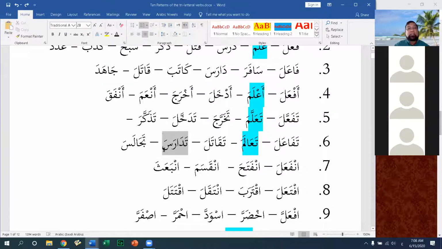Tadarasun, the thing you're studying, and tadarusun, the studying itself together, or the faking of the studying. Tajalasa can mean the same thing, by the way. Tajalasa means the person is faking sitting, but he's not really sitting. He's hovering above the chair, for instance. So we say yatajalasu, he's faking sitting. Or a group of people sitting together will say tajalasu. تجالس، متجالس is اسم الفاعل, متجالس اسم المفعول, and تجالس is المصدر.